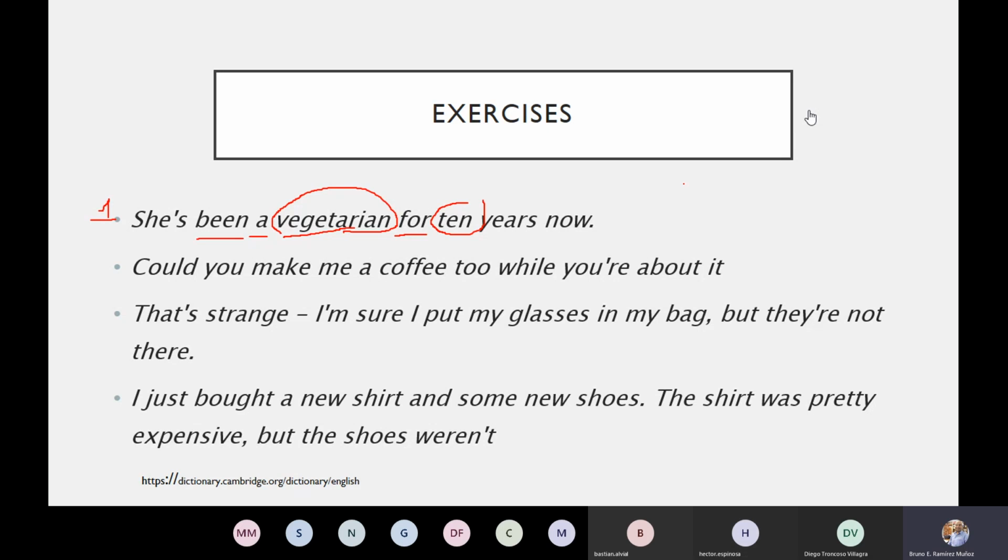I guess it's important. Too, while you're about it, while you are about it, while you're about it. Which one do you think in the second part of this sentence is the word stressed, or the one, sorry, which is used in its strong form? Well, you're about it. I think that "while" is stressed too, or not? Okay. Could you make me a coffee too while you're about it? While you're about it.